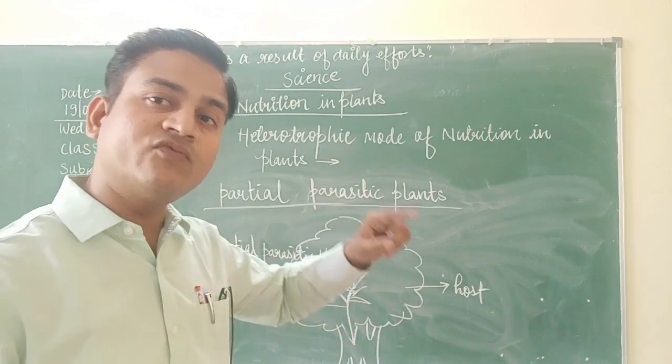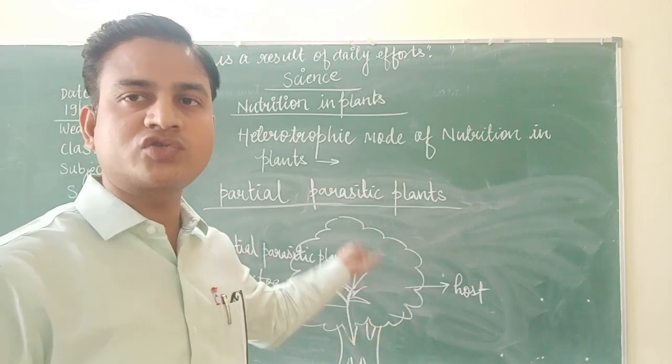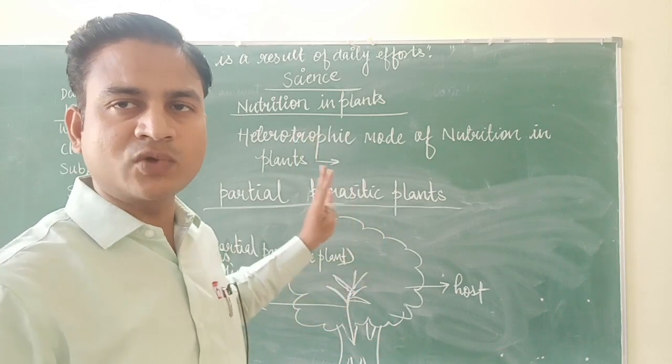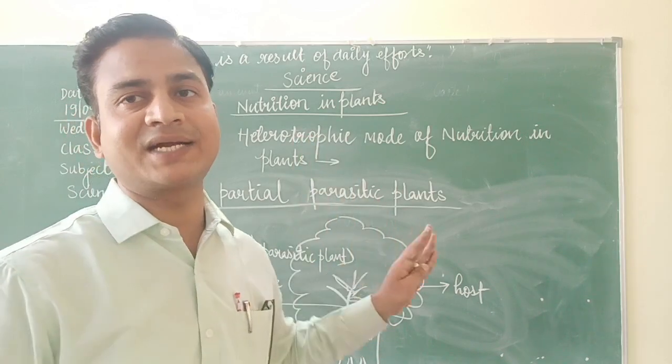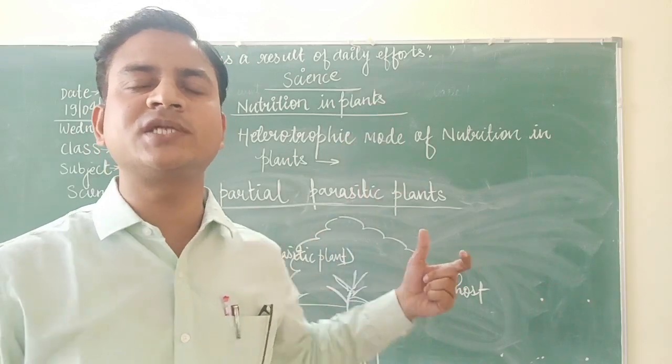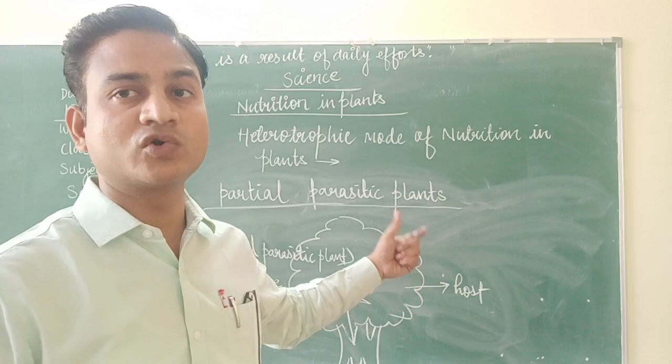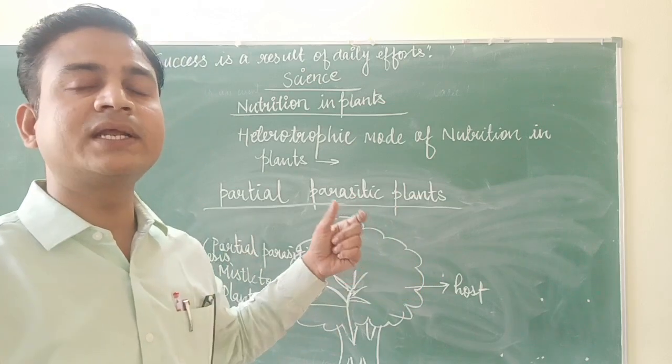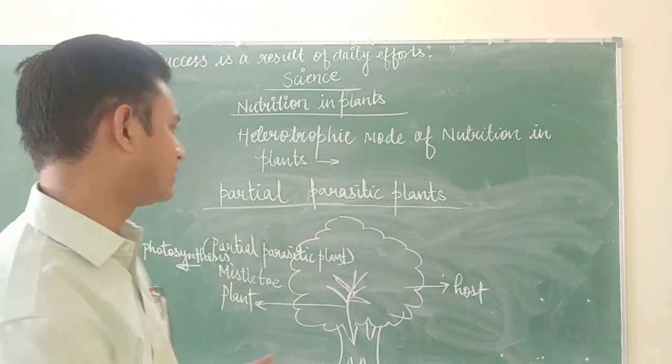So it is going to derive water and minerals from the host tree. That is why it is going to be called a partial parasitic plant. Okay, for only some of the things it is depending upon the host plant or the host tree. That is why it is regarded as a partial parasitic plant.